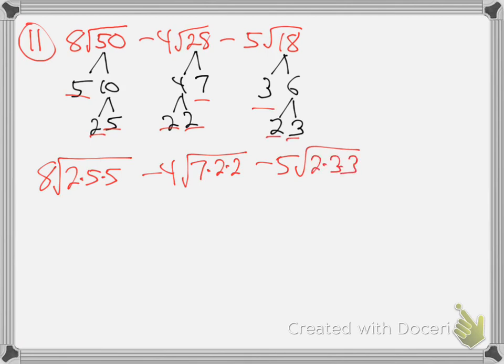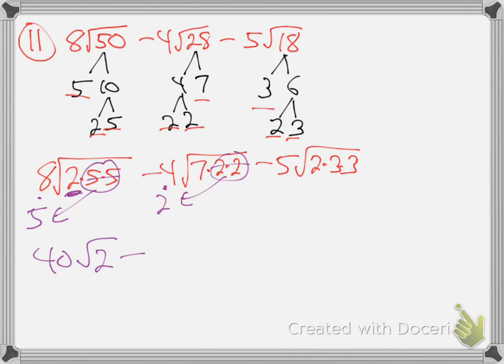Okay, so there's nothing in the hooks here, so that means it's a 2 for 1 deal. So 2 5's in, 1 5 out, they're gone. So that's 5 times 8, 40 root 2. The 2's left over inside, minus 2 2's in, 1 2 out, they're gone. 2 times the 4 outside, 8. The 7's left inside. And then the 2 3's in, 1 3 out, they're gone. Multiply on the outside, 15. What's left on the inside? Root 2.